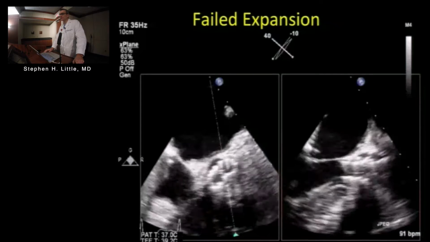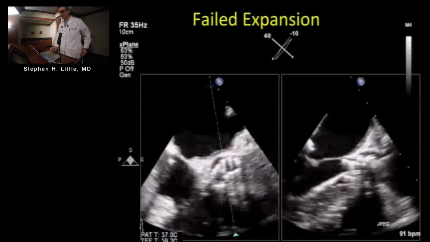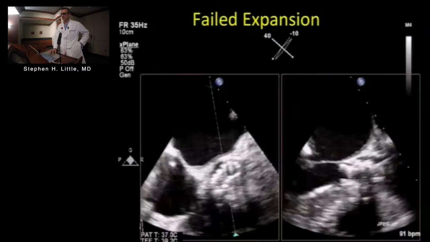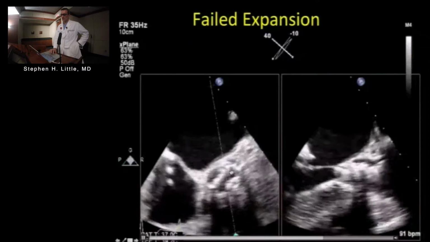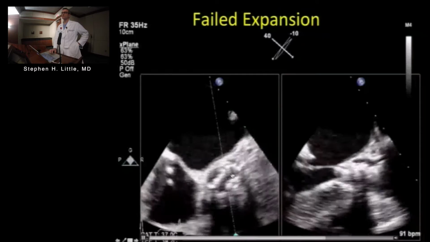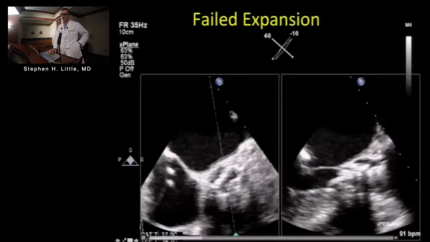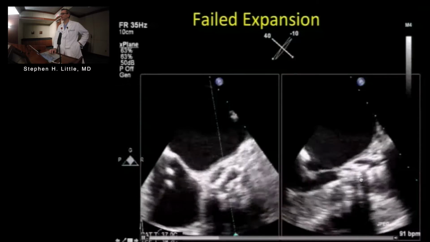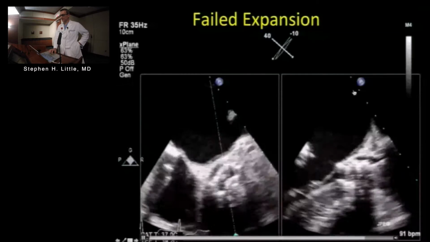But this is an example of a failed expansion. This is a self-expanding valve. This is using X-plane, so technically 3D, or it requires a 3D TE probe. And you can see this valve is kind of squished. It's released. It's supposed to be self-expanding. It should have assumed a circular configuration. It did not. We called this the pancake valve. And when you looked on the lateral, simultaneous lateral, it just wasn't big enough.